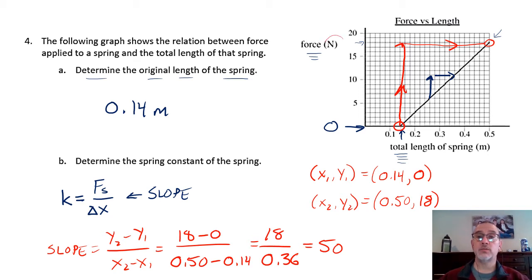and the units of the 18 were the rise, which is newtons, so that's going to be 50 newtons, divided by the run, which is in meters, so it's newtons per meter. So that is going to be the spring constant of the spring, the slope of that line.